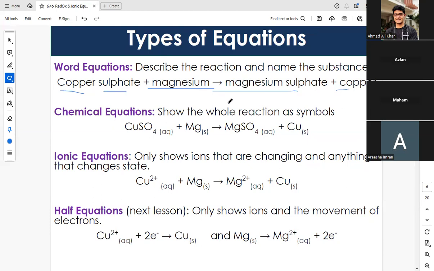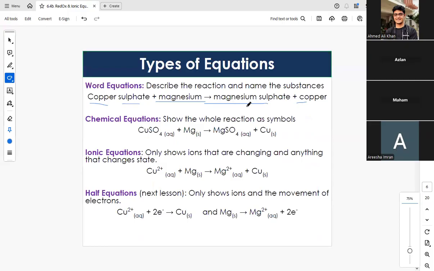Can anyone tell me what sort of reaction is occurring here? In the periodic table, we talked about these sorts of reactions. Let's see if any one of you can pick it out. There's copper sulfate and magnesium, and on the other side there's magnesium sulfate and copper. Aslan, do you have any idea what has happened here?